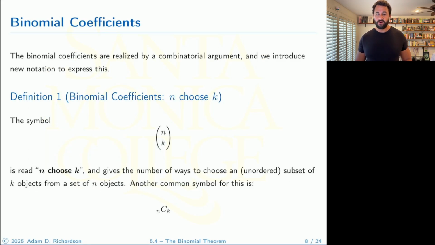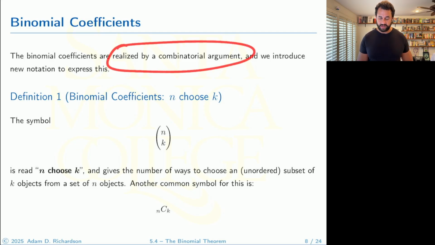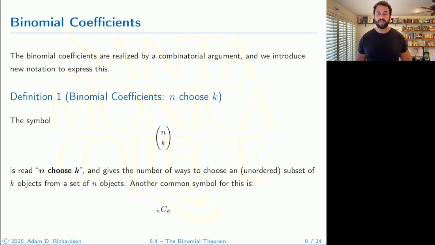All right. So the binomial coefficients. They're realized by what's called a combinatorial argument. You'll talk about that in a discrete math course or sometimes a statistics course. It has to do with combinations, permutations, probability, statistics, that kind of thing. But we're going to introduce a new notation to express what these binomial coefficients are. And it's this symbol. So the binomial coefficients are given by this symbol here, right? It's like two big parentheses with an n and a k. And this symbol is read n choose k.